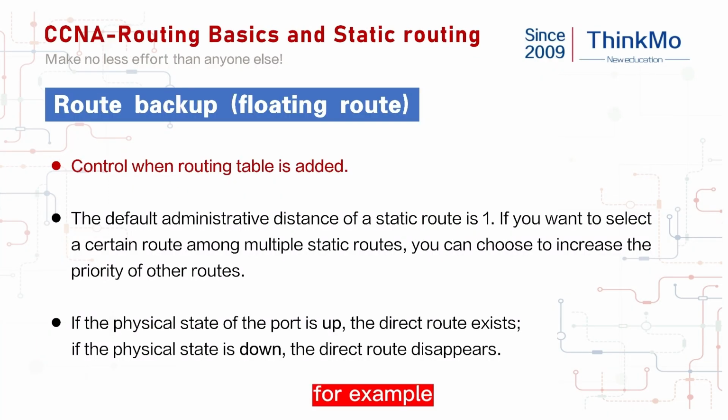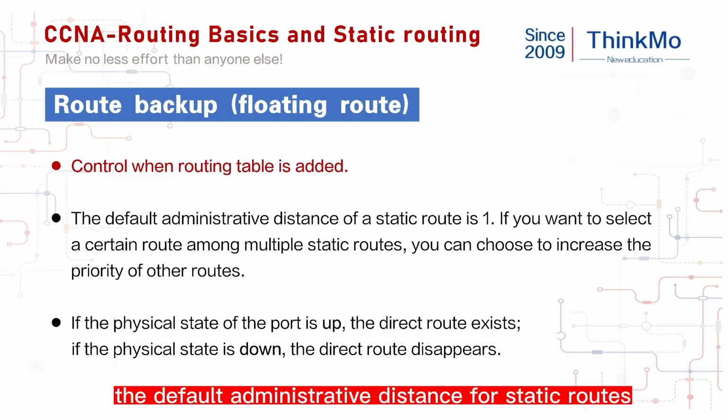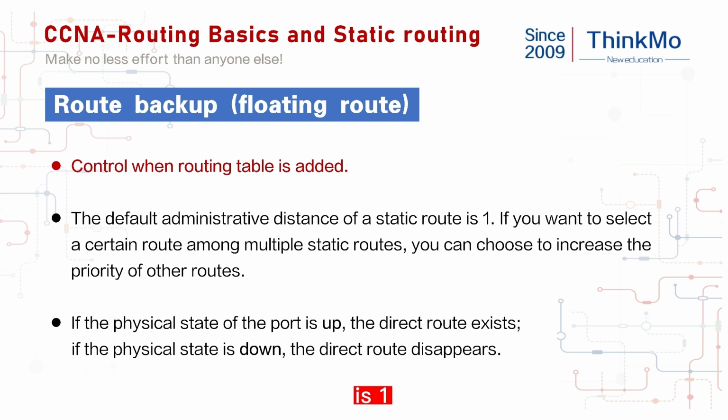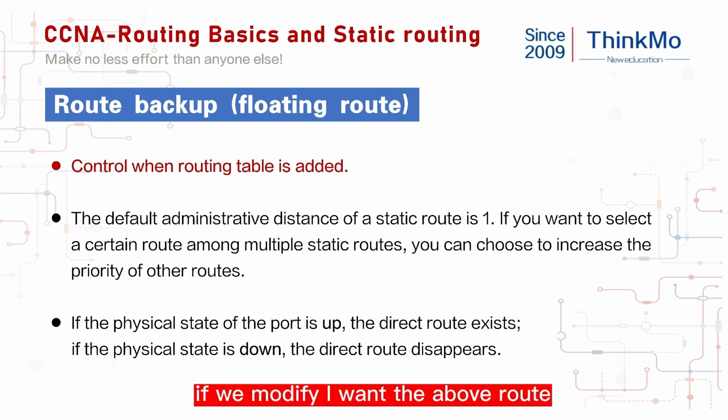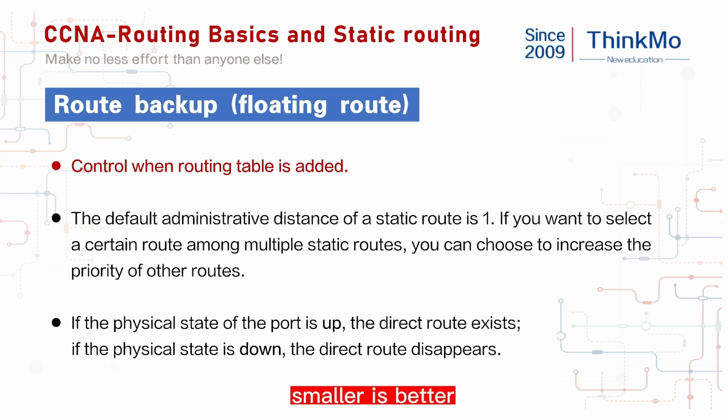For example, the default administrative distance for static routes is 1. If we modify it, I want the above route to appear in the routing table. The following route does not appear in the routing table. Then if I modify the administrative distance, how much should I change it to? You have to remember, smaller is better.